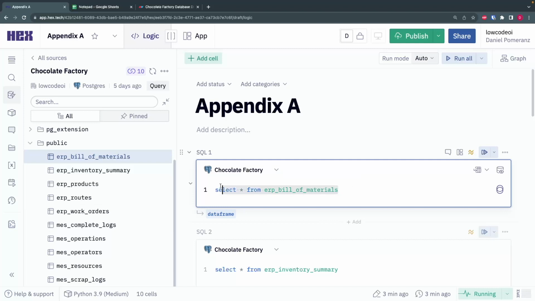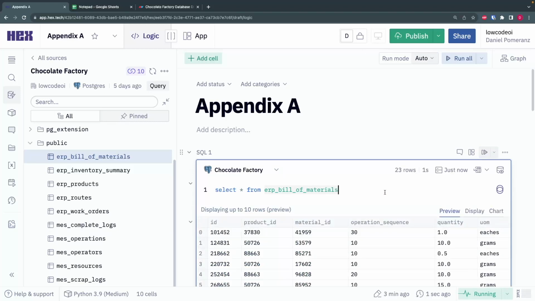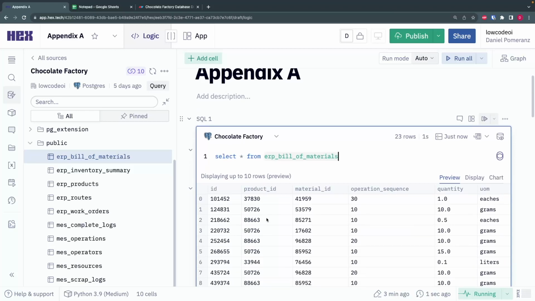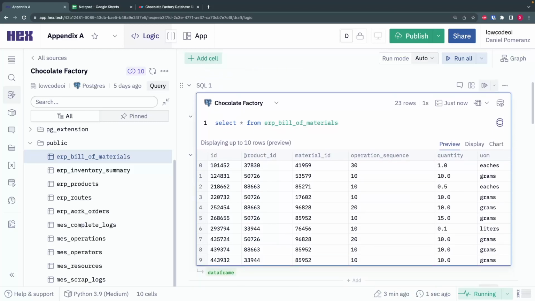Let's start with the bill of materials, right? So this represents the materials that are required to make a product. And this terminology will vary, but at least in this data set, the product is what is being made. The material is what is going into the process to make that product, right? So the operation sequence is the step in the process where that material is being applied. The quantity is how much of that material is required, and then the UOM is always good to have when you have a quantity.